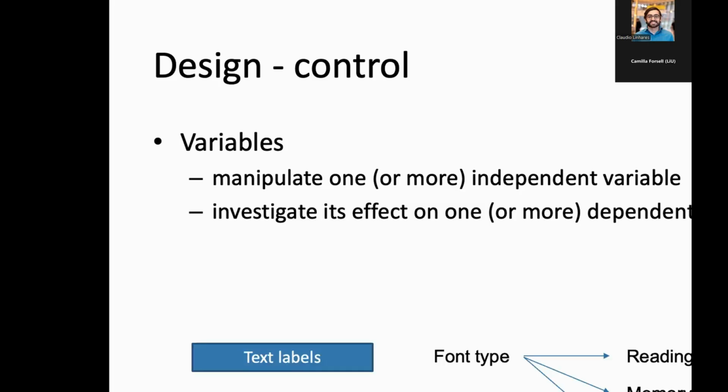And the thing is here, we can give an example again. We have text labels, which is an independent variable. The actual font type is the variable. And then reading speed, memory performance, user experience are measures that we collect, and they are then the dependent variables, right? So it can look like this. You have A versus B in 2 different fonts, and that is what should vary, right?